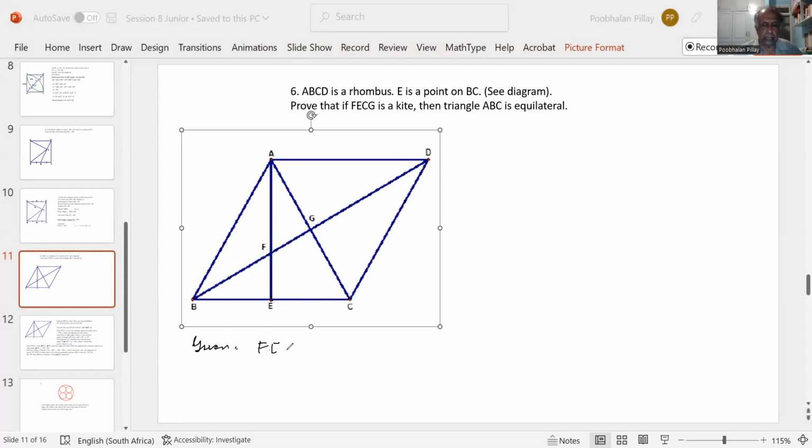So you can use the fact that this is a kite. We know the properties of a kite. But we don't know that triangle ABC is equilateral. We need to prove that.